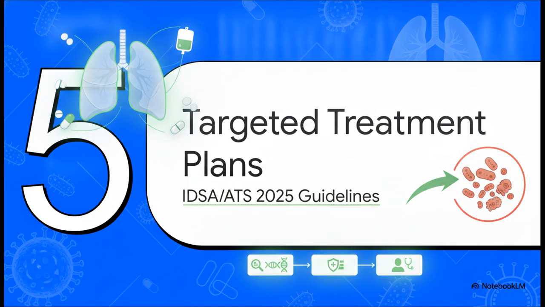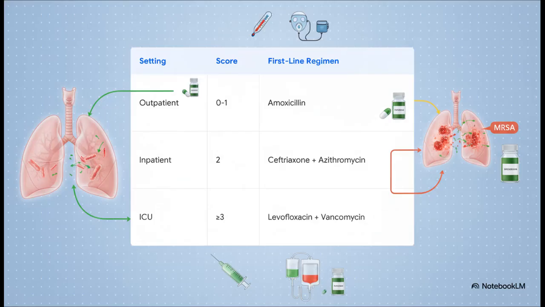Section 5. Targeted Treatment Plans. Executing the takedown using the latest IDSA and ATS 2025 guidelines. Now, what's really interesting here is how beautifully this escalation of antibiotics maps directly back to the CURB-65 score we calculated earlier. For outpatients, so those with a score of 0 to 1, the first-line regimen is amoxicillin 1 gram 3 times a day or doxycycline to cover the atypicals.